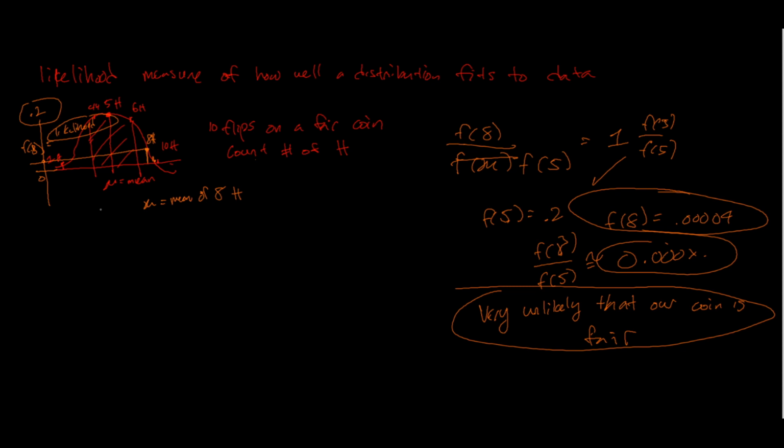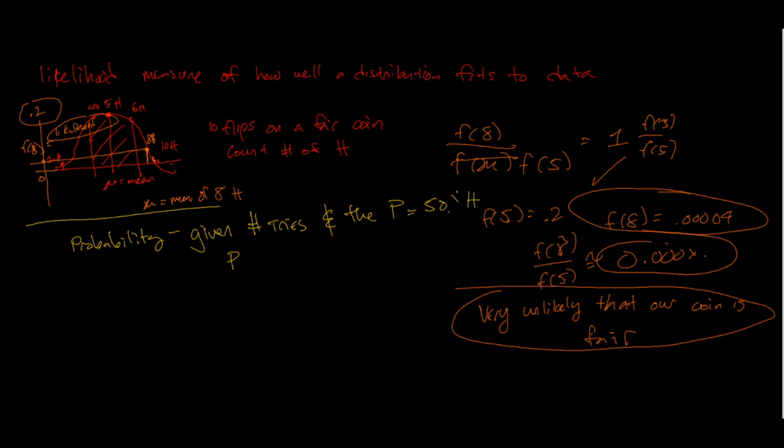So that's one way that likelihood is utilized. In the case of probability, we're given the number of tries and the distribution, or the probability, the baseline ground truth. So in this case, the p, which would be 50% for heads.